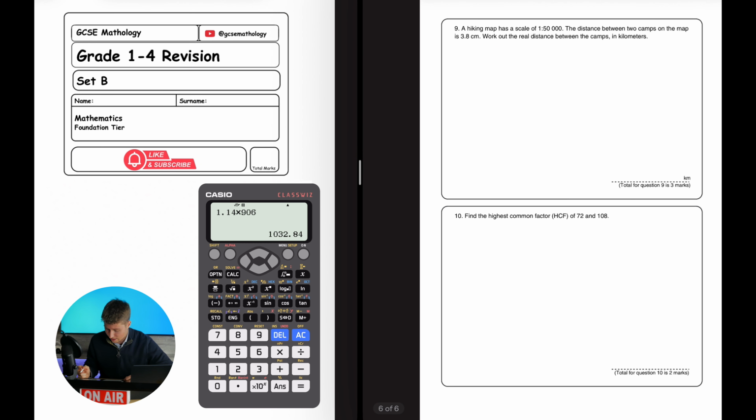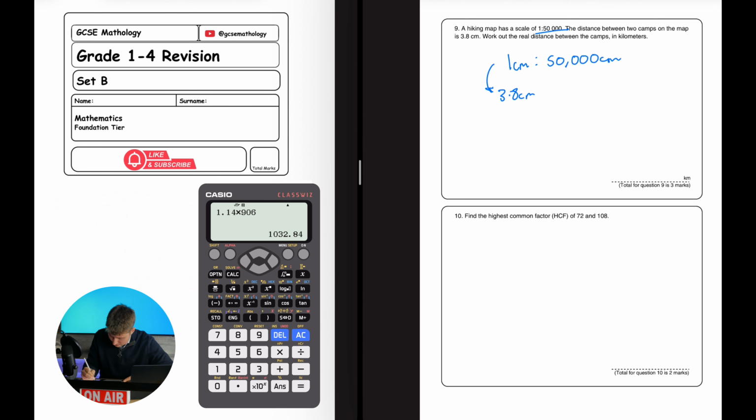Question 9 says a hiking map has a scale of 1 to 50,000. The distance between two camps on the map is 3.8 centimeters. Work out the real distance between the camps in kilometers. So this scale here means 1 centimeter on the map to 50,000 centimeters in real life. We've got 3.8 centimeters on the map.